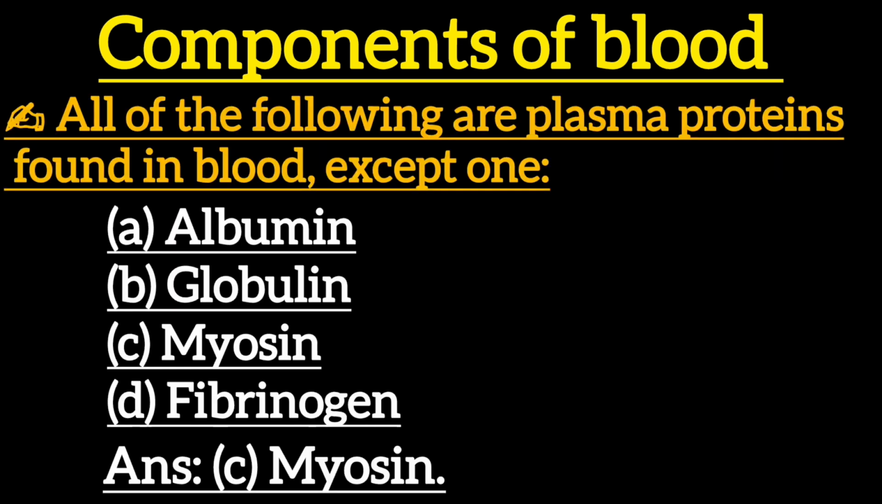Next one is all of the following are plasma proteins found in blood except one. Option A albumin, option B globulin, option C myosin, option D fibrinogen. Correct answer is option C myosin.